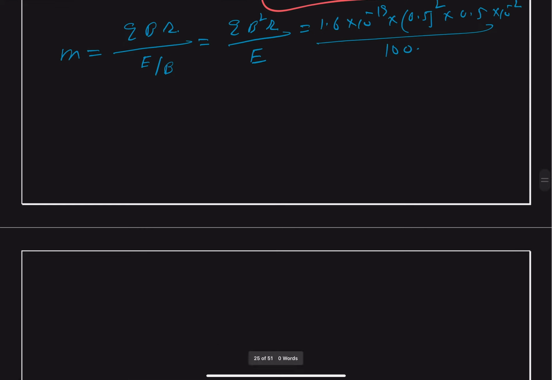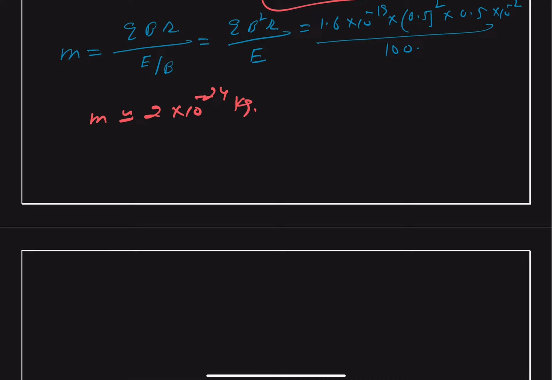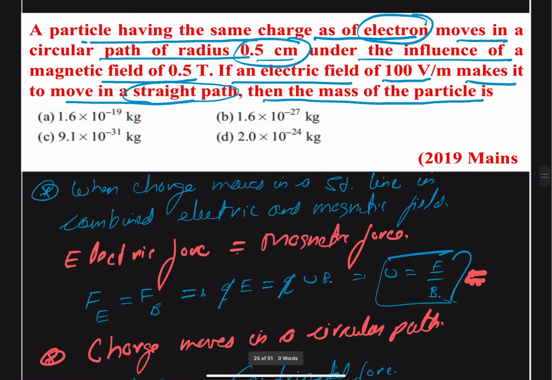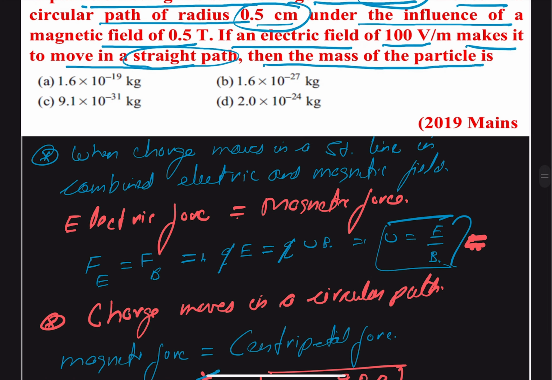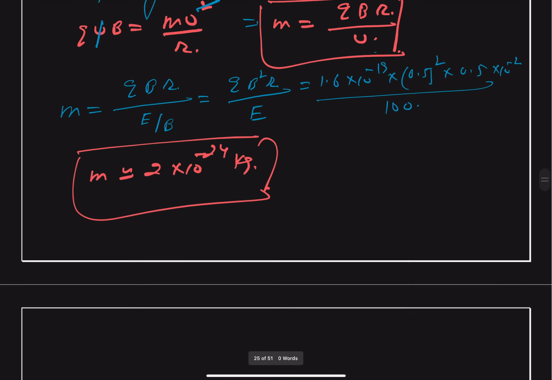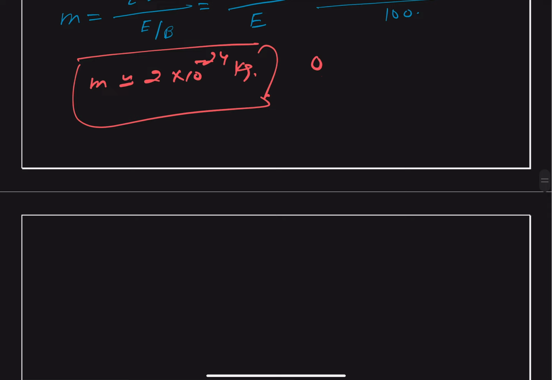So mass will be coming approximately equal to 2 into 10 to the power minus 24 kg. So option number D is the correct option. Option D is correct.